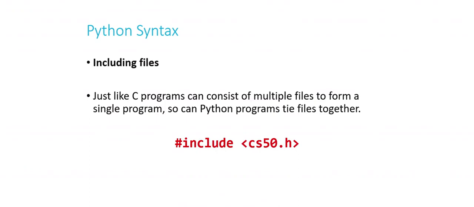So in C, we had the notion of including files if we needed to get additional information from libraries, for example, like standard.io or cs50.h. We can do the same thing in Python. In C, it was pound include. In Python, we import, and instead of being called header files or libraries, we generally call them modules.